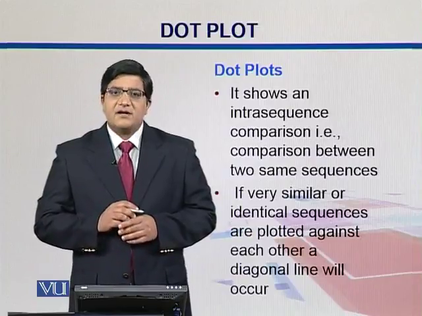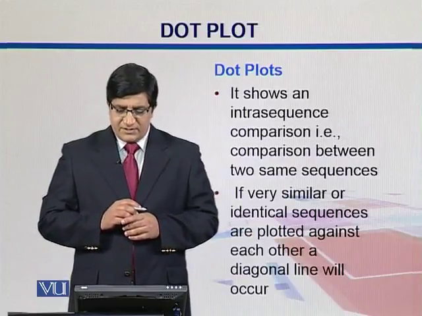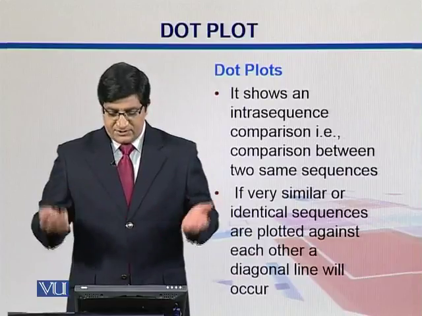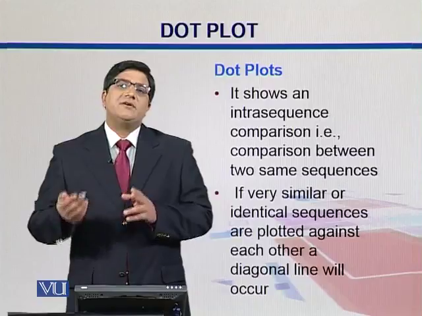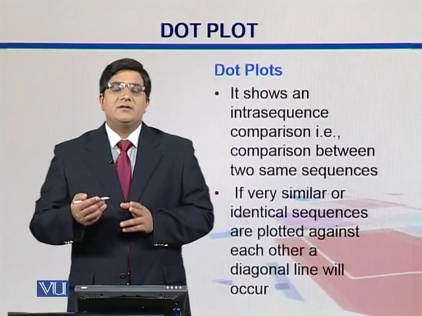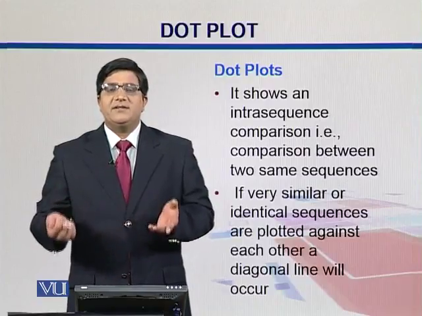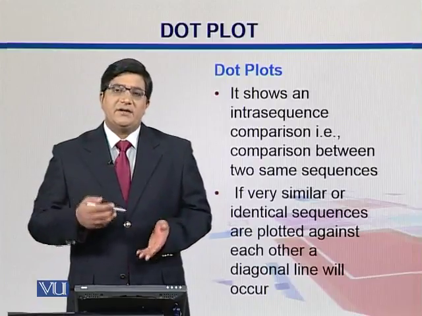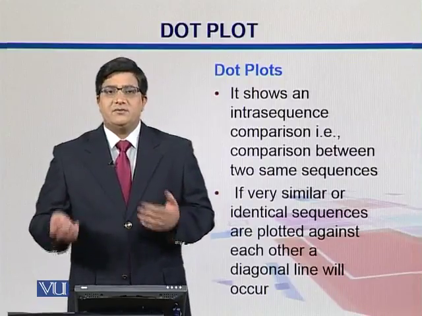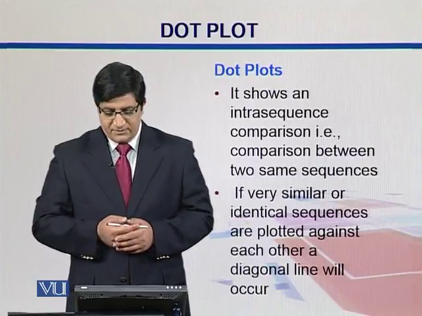Basically this arrangement is called dot plots. So dot plots show intra sequence comparisons. Sometimes we take the same sequence and we try to find out whether we have repeats in that sequence, or how many repeats we have, are they direct repeats or inverted repeats. So we'll do that and see that in a moment.